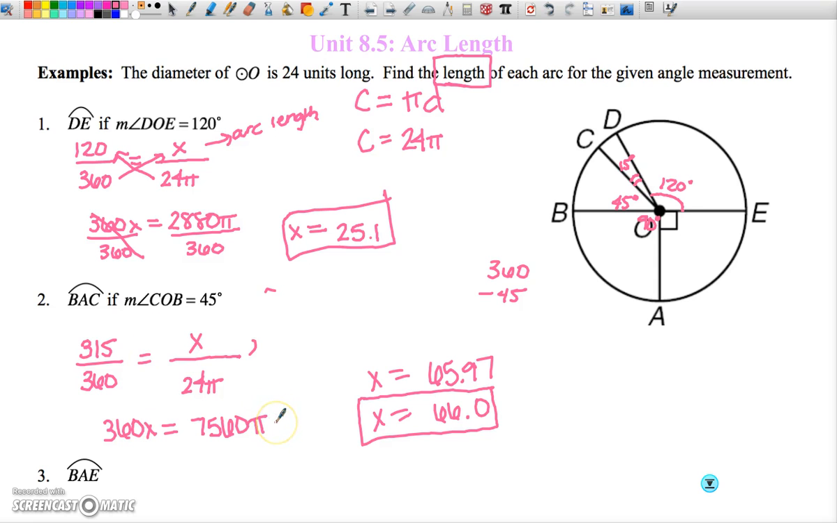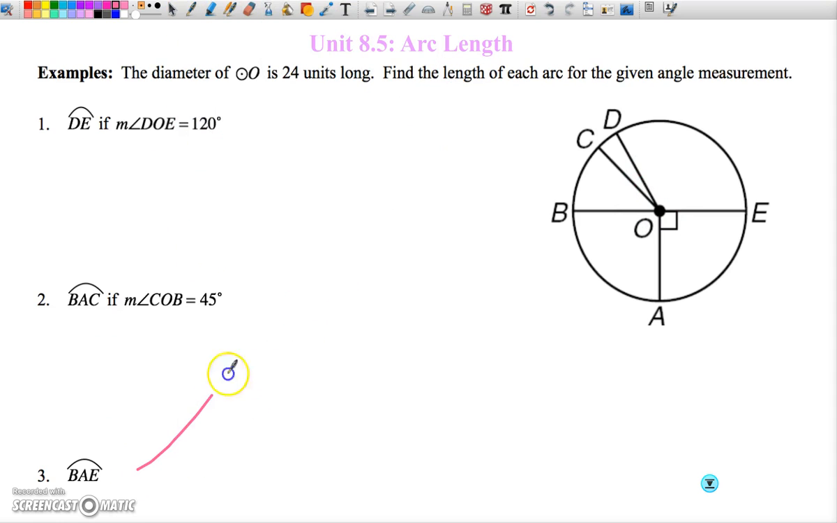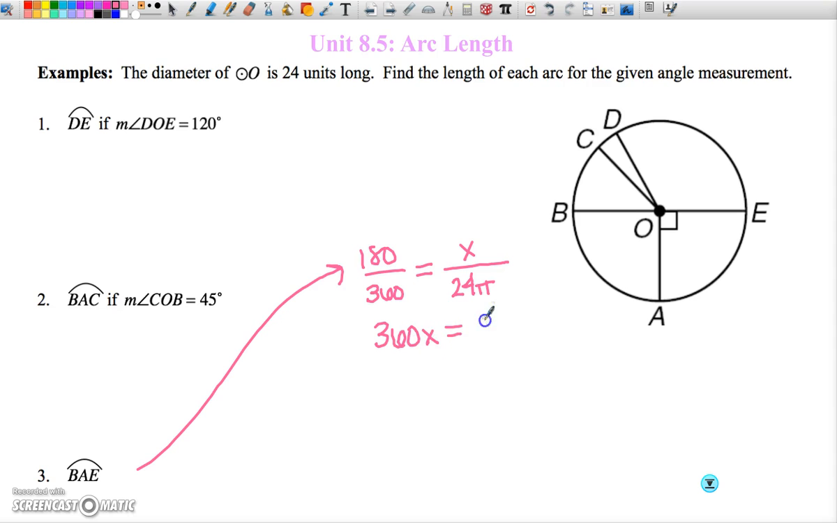All right, and then our last little bit, BAE. Well, if you're looking at arc BAE and BE is a diameter, then BAE would be 180 degrees, right? So for number 3, you take your 180, put it over 360, and set that equal to x over 24 pi. Cross multiply to get 360x equals 4,320 pi. Divide by 360 and you will get 37.7 as your arc length.